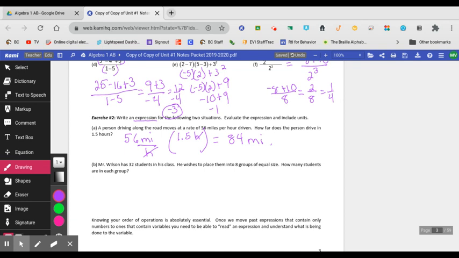Mr. Wilson has 32 students in class. He wishes to place them in 8 groups of equal size. So here, if we want to group, grouping is done by division. So we're going to do 32 students divided by 8 groups. And then you divide that and you get 4 students in 1 group.